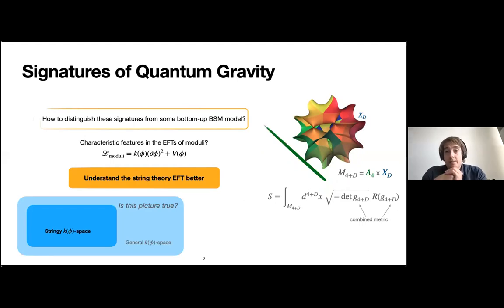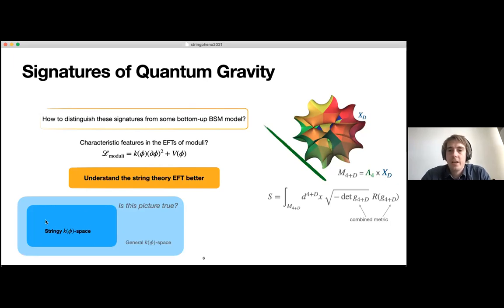On a more general perspective, this is also interesting because we are trying to understand the structures of the effective field theory better, to see whether there are some structures in these properties that distinguish them from bottom-up BSM models. So if we are thinking about distinguishing stringy solutions from BSM pictures, this is another corner which makes sense to explore.